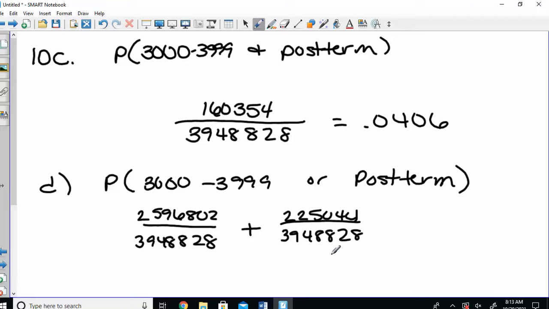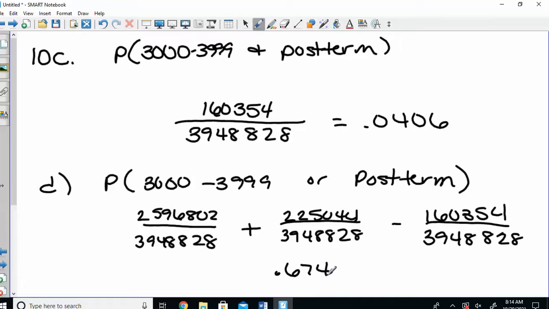But what's wrong if I just add those? Yeah, we double counted those people that meet both requirements, which was what we just calculated up here. So it's probability of the first plus the probability of the second minus the part you double counted, the probability of both. Does everybody understand where I got that? If I need to put my table up here and show you where any of these numbers are coming from, just let me know.